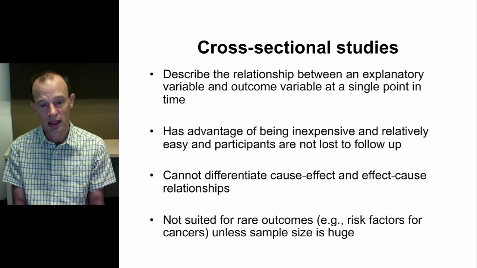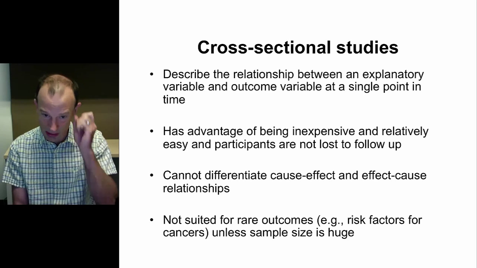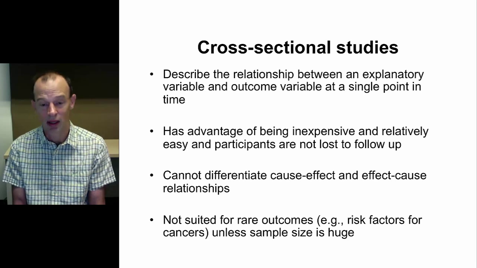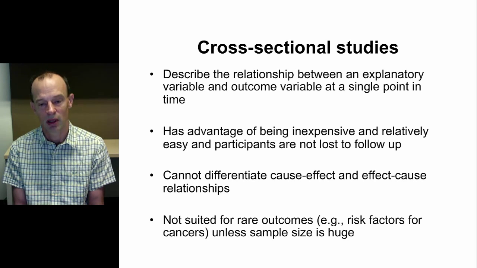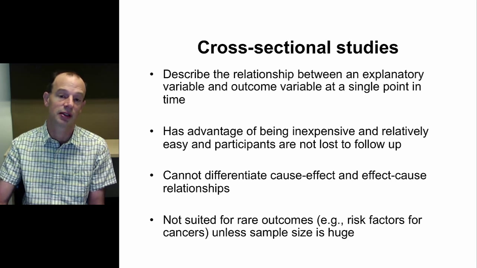However, you can't really distinguish cause and effect relationships because you're measuring both the outcome and the explanatory variable at the same time, so you don't really know which came first. And it's also not very well suited for rare outcomes unless you have a very large sample size.